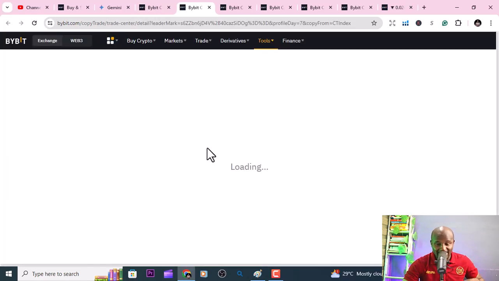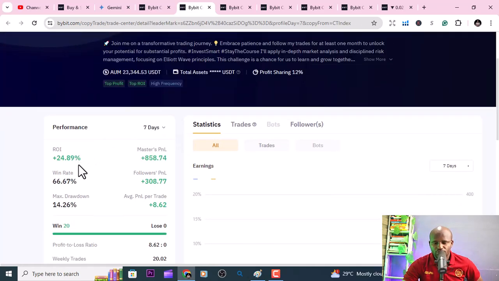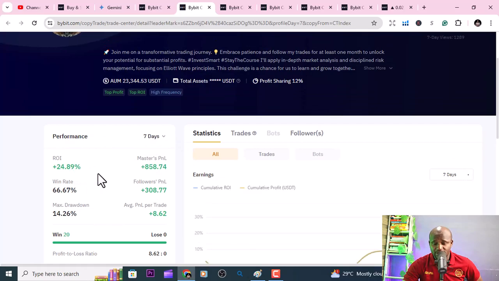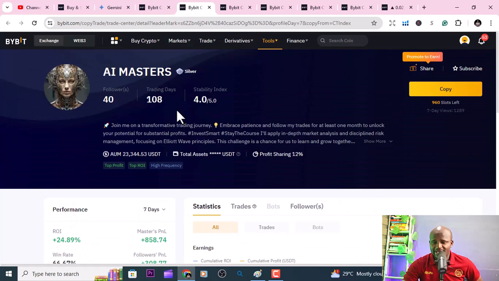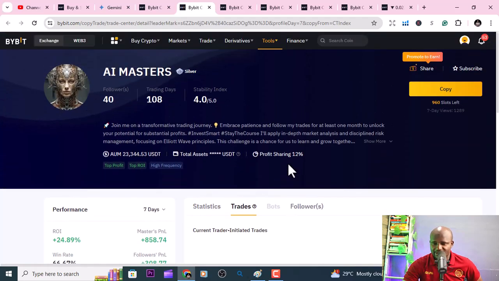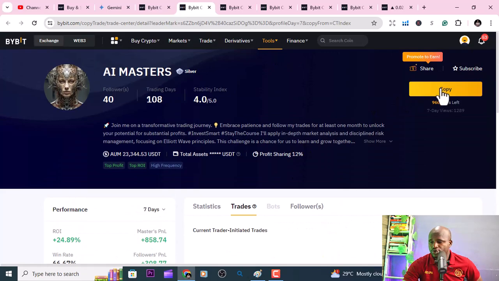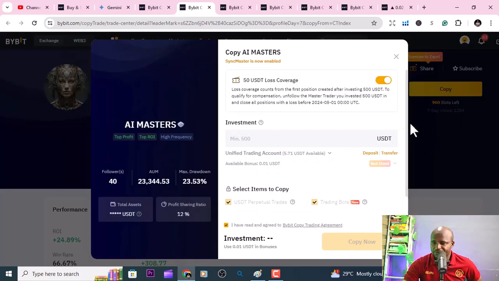Number five today is AI Masters. So return on investment for 7 days, 24.89%. This person has 108 trading days. And let's see the trades. Then we go to copy trade to see how much we need to even start with. So minimum $500. So you transfer the money into it, and you copy.